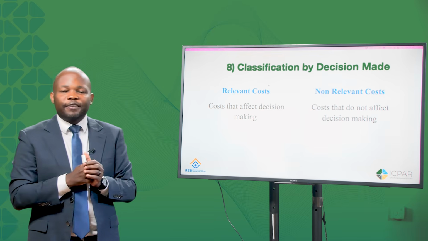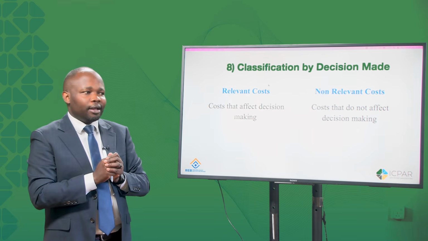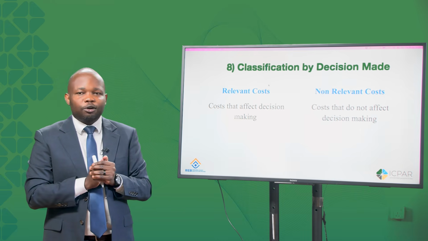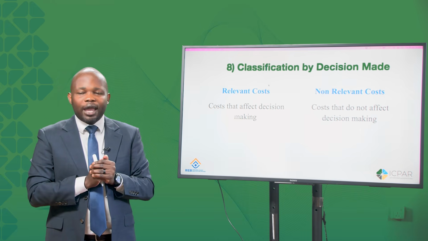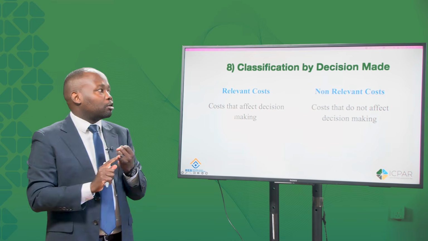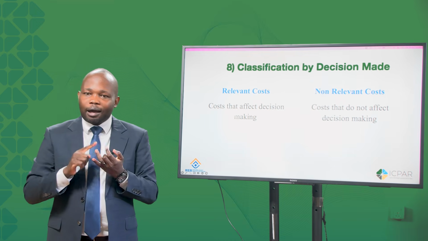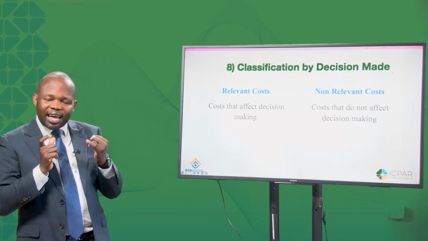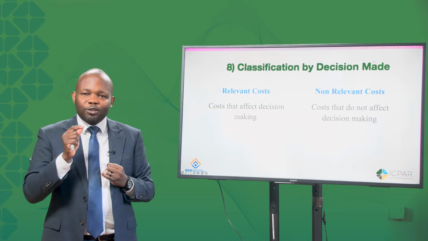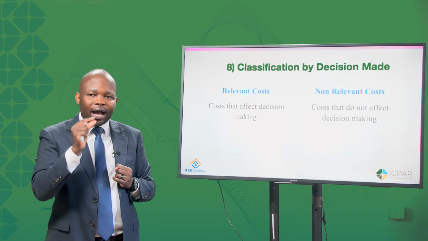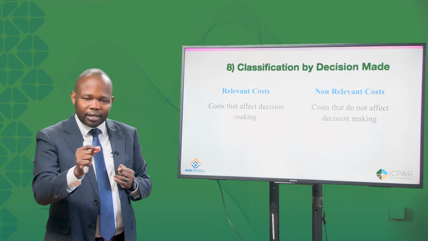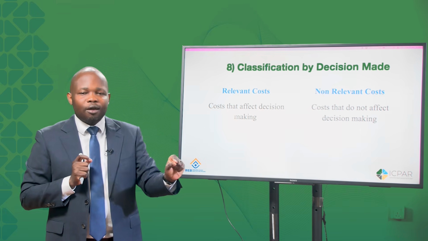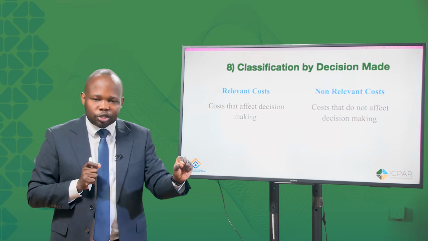Finally, we classify costs by decision making. Under classification of costs by decision making, we have two types of costs. We have number one, what we call relevant costs, and number two, what we call non-relevant costs. What are relevant costs? Costs that affect our decision making. In other words, costs that a manager will consider when making a decision.